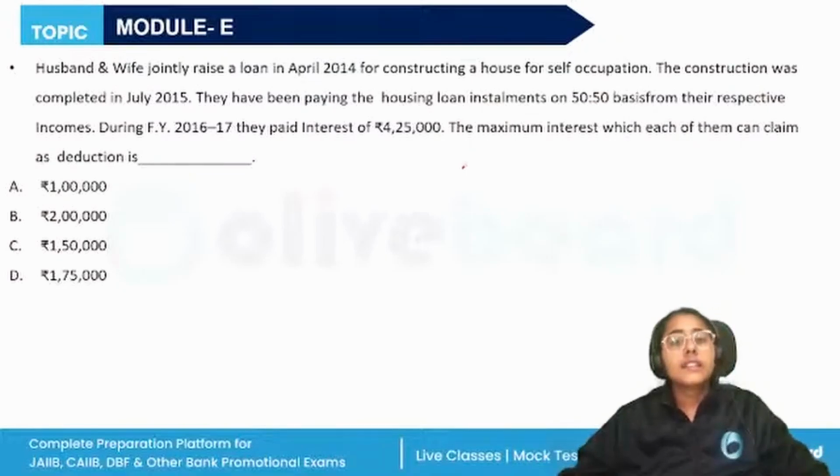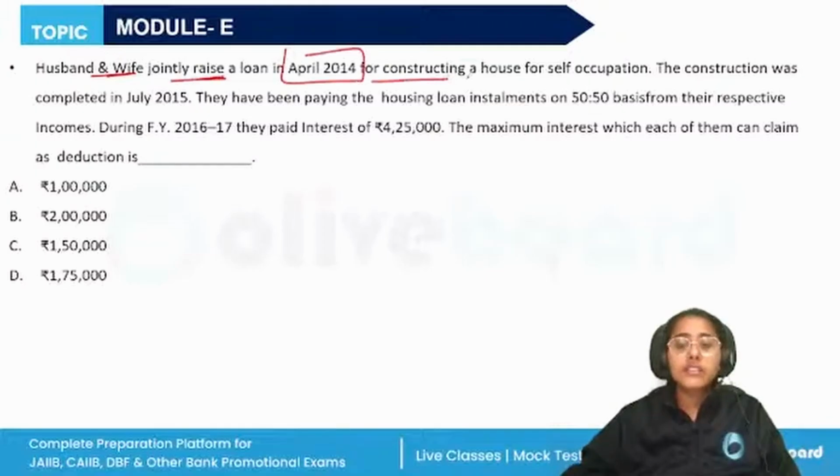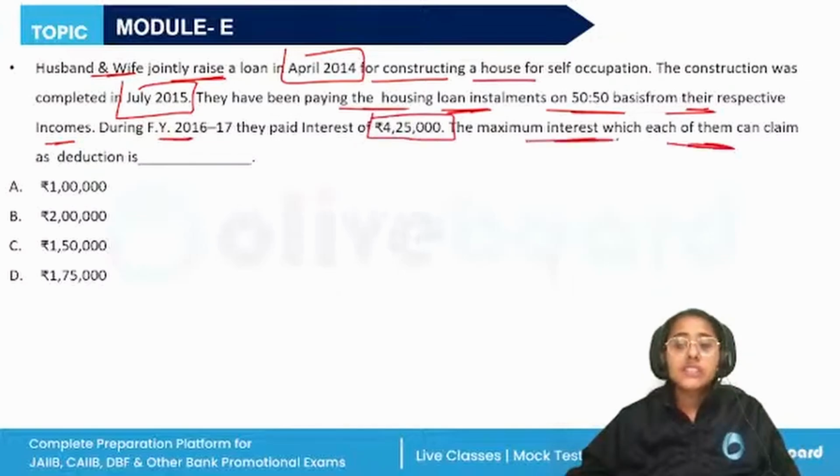Next, this is again a case study type question. Husband and wife jointly raise a loan in April 2014 for constructing a house for self-occupation. The construction was completed in July 2015. They have been paying the housing loan installments on a 50-50 basis from their respective incomes. During the financial year 2016-17, they had paid an interest of 4,25,000. Then the maximum interest which each of them can claim as deduction.